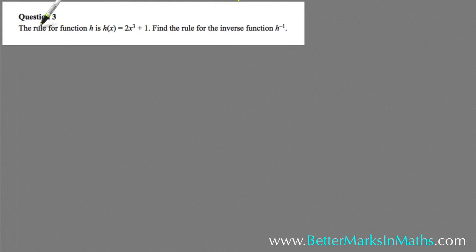In this question, the rule for function h is h of x equals 2x cubed plus 1. Find the rule for the inverse function h to the minus 1. So first step in finding the inverse is to swap x and y. So let y equal this function 2x cubed plus 1, and then swap x and y.